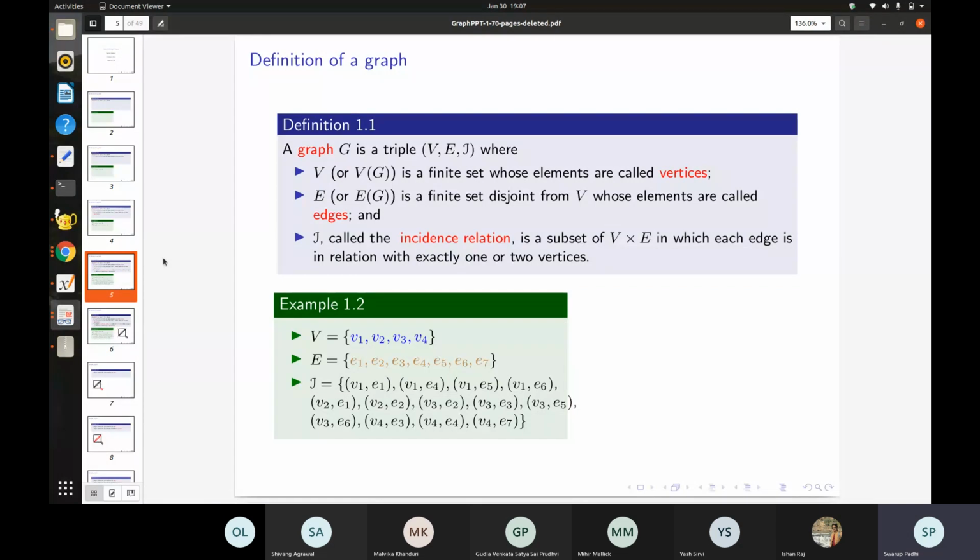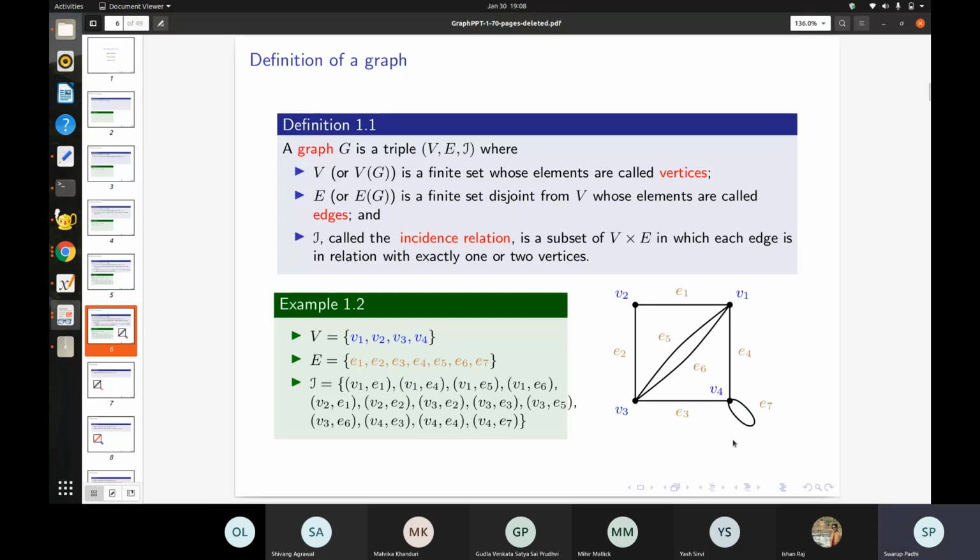such that it's a set of tuples where the first element is from the set of vertices and the second is from the set of edges. Each edge can be in relation with exactly one or two vertices. It can't be in relation with more than two or less than one, because if an edge is in relation with no vertex, then it's not an edge. And it's not possible to be in relation with more than two vertices, because an edge is either a loop, as you can see in this figure, where edge E7 is a loop in relation with only V4, or it's connecting two different vertices. So at most, it can be in relation with two vertices or one.